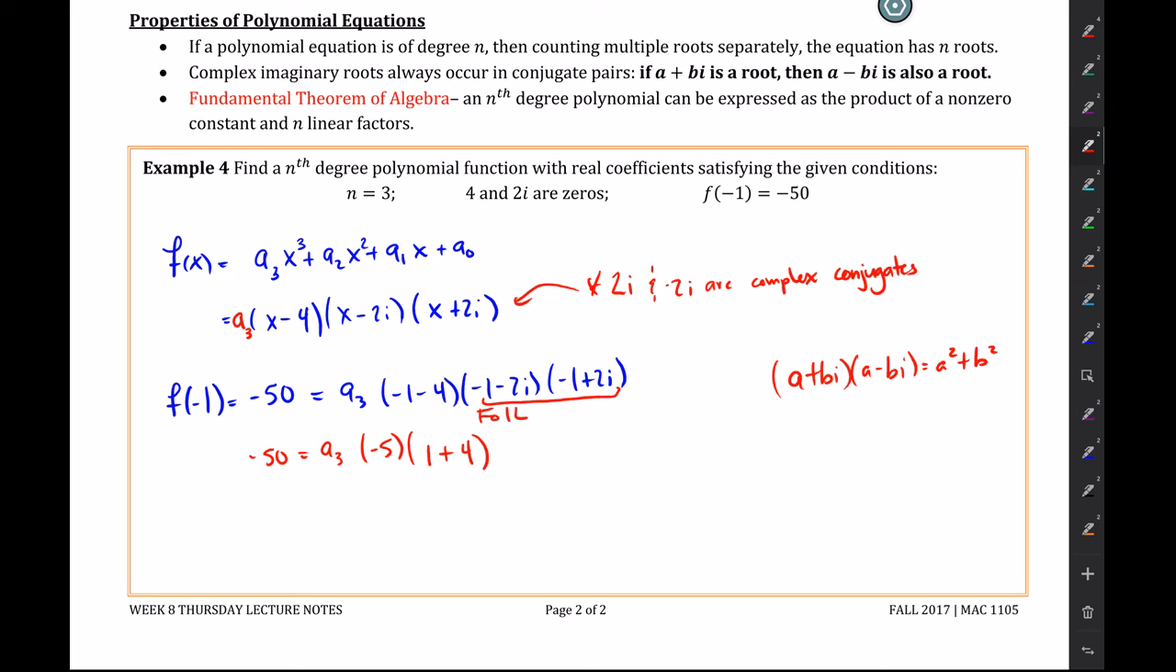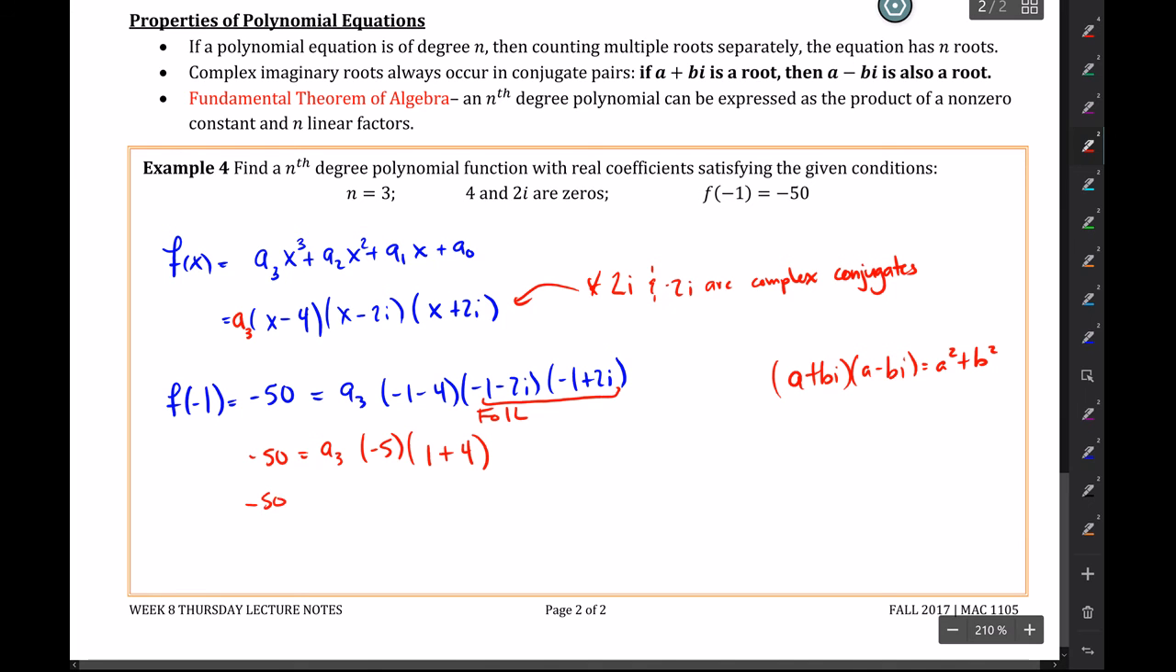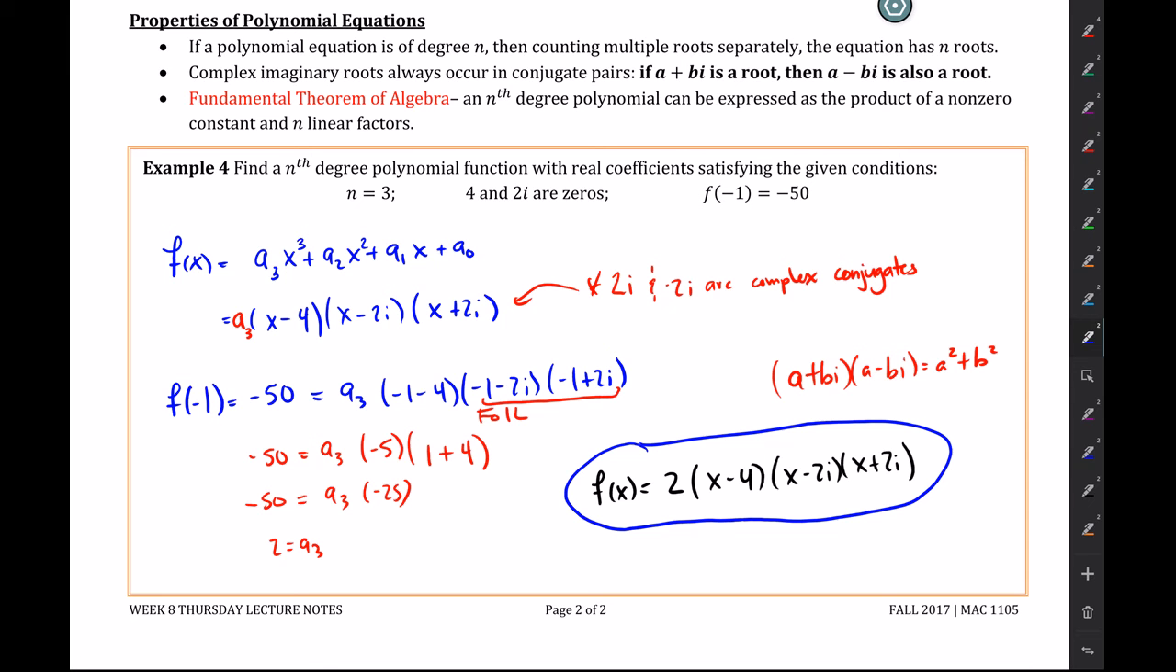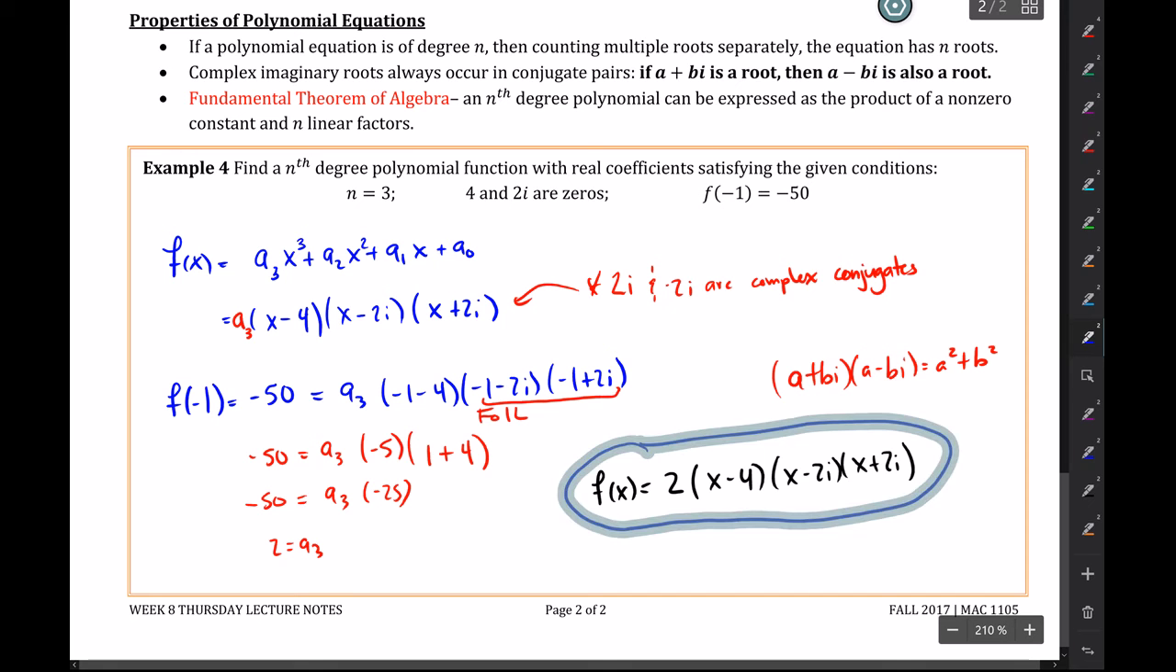Okay, so it looks like I have -50 equals a sub 3 times -25. So then that means that a sub 3 is 2. Okay, so what I've just figured out finally is that f of x equals 2 times x minus 4 times x minus 2i times x plus 2i. So there's only one polynomial of degree 3 that will satisfy the initial conditions that 4 and 2i are zeros, and f of -1 equals -50. So that's my final answer.